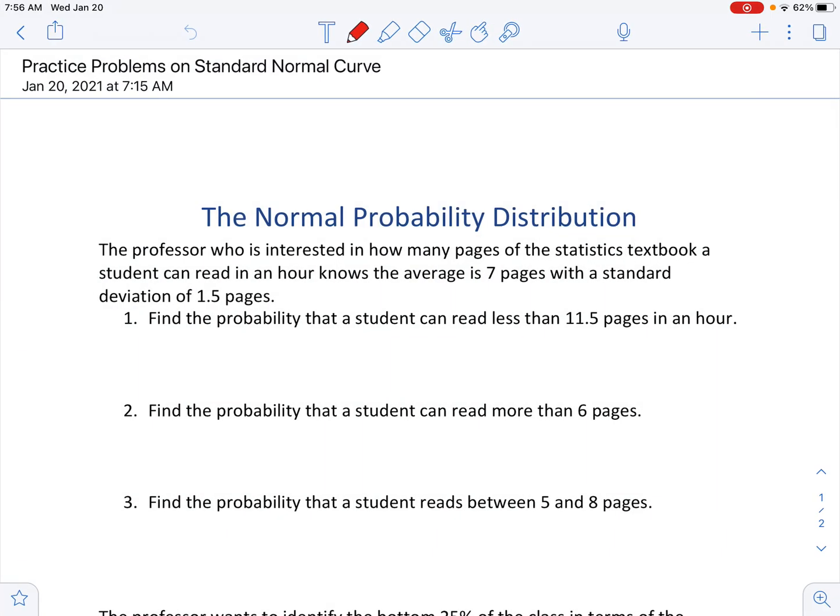So it says, okay, a couple things to point out. The average is 7. That's important. And our standard deviation is 1.5. That's all we're looking for. Anytime we use the normal probability distribution, we're looking for our average and our standard deviation. So we want to find the probability that a student can read less than 11.5 pages in an hour.